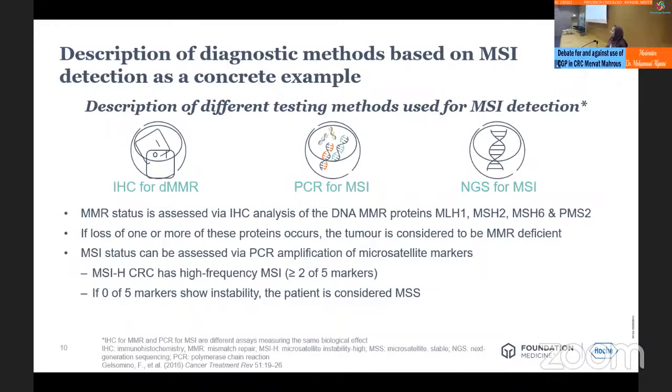But once we have launched the KEYNOTE-177 for this patient, now for all the patients with metastatic colorectal cancer, even if it's a small population, we are doing the MSI for this patient upfront because it's detrimental for the treatment line for this patient, upfront, or what to do for them.